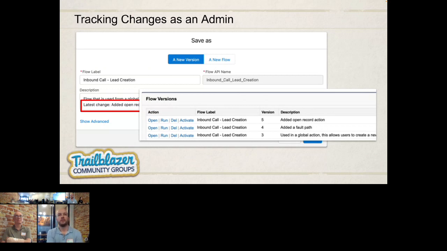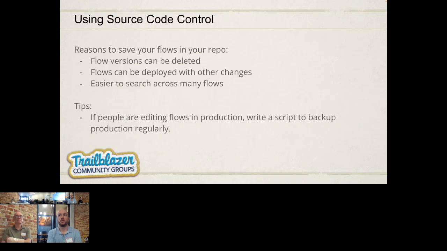Using source code control. I have a lot of clients, I'm sure a few of you are out there, where you just edit flows in production like a wild person. That's fine, especially if you've got a small org and don't mind hitting occasional flow errors, go for it. At least debug before you activate, please.